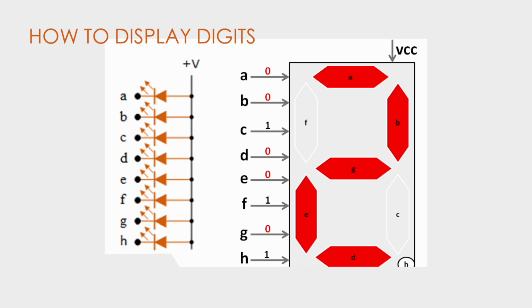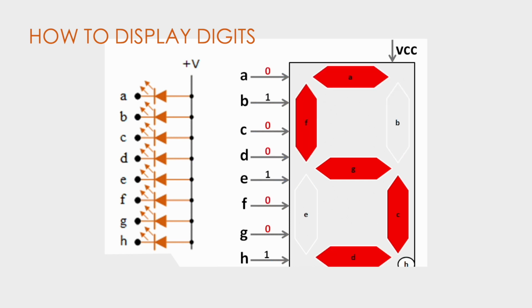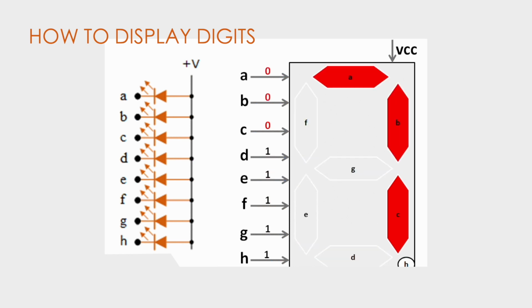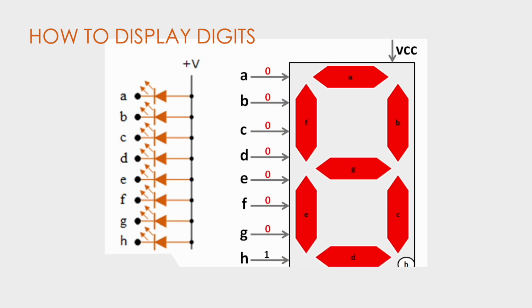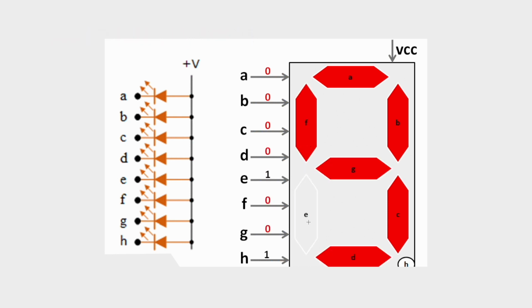Likewise, we would be able to display digits 3, 4, 5, 6, 7, 8, 9 and also the alphabets A, B, C, D, E and F, which will also be used for displaying hexadecimal numbers.